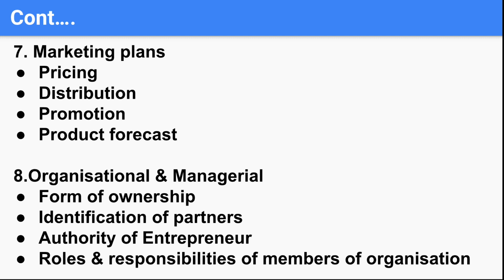Now here the entrepreneur is hiring manpower in order to accomplish the company's goals, right? In order to accomplish the goals, each and every employee should be given his own roles and responsibilities, right? Then only can he achieve the goals of the organization, right? If each and every employee is successful in accomplishing his goals, then automatically the company's goals will also be reached. Clear? All these are the organizational and managerial section. These contents have to be mentioned here.